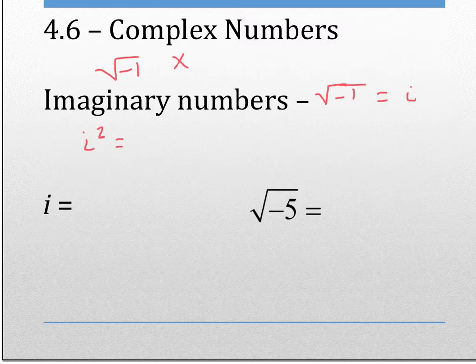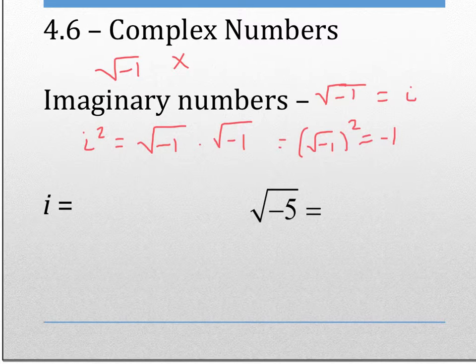So i squared would be the square root of negative 1 times the square root of negative 1, which means square root of negative 1 squared. So that's negative 1. This is going to be a very important thing for us to use as we're solving problems going forward. So first of all, i is the square root of negative 1. Now, what do I do when I have something like this? How do I express it? The first thing you're going to do is look at that negative right there. You're going to change it to an i, and then just leave the square root of 5 as it is.